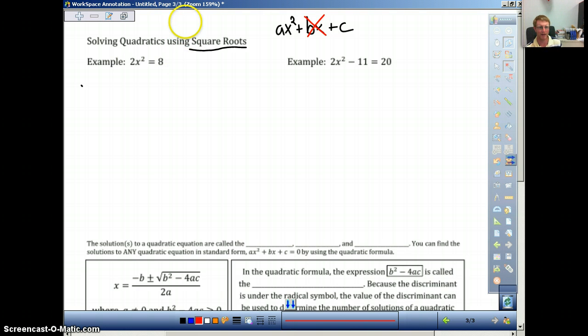So this is what we do. We solve it by getting our x squared by itself. We're going to solve our equations the exact same way we always have, by getting our x by itself, but in this case it will be our x squared to start. So to get our x squared by itself, we have to get rid of our 2, so we divide both sides by 2. That will leave us with x squared equals 4.